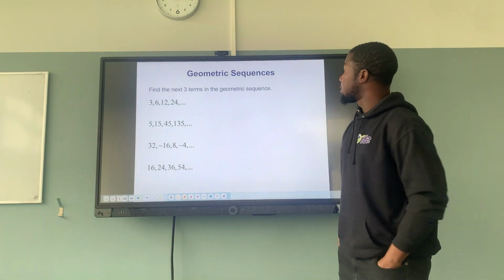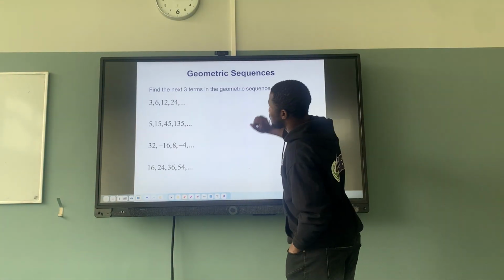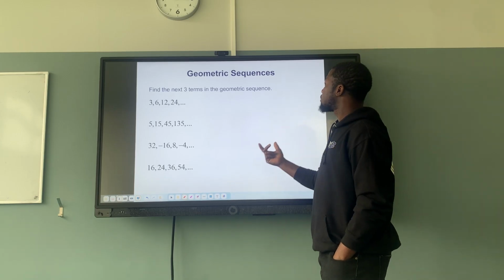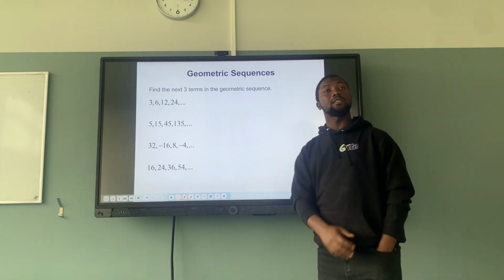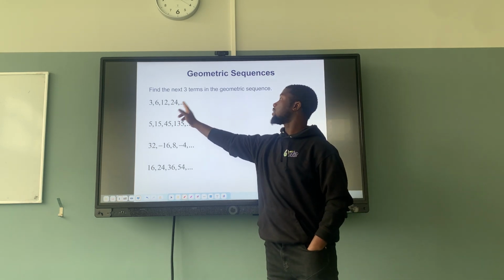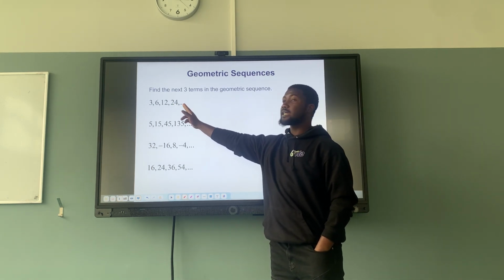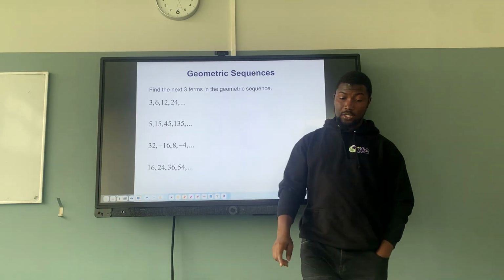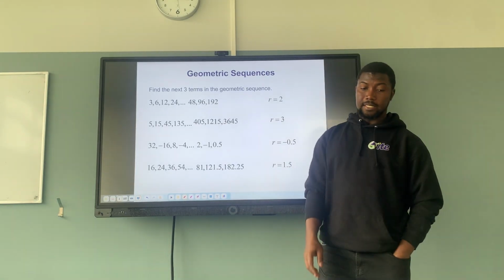So, if the sequence is given to you, which we already investigated, you are going to use the common ratio to find the next 3 terms of this geometric sequence. Just multiply the common ratio by the last term to get the next one. Multiply that by the common ratio to get the other one, and so on. And that will give you this sequence here.